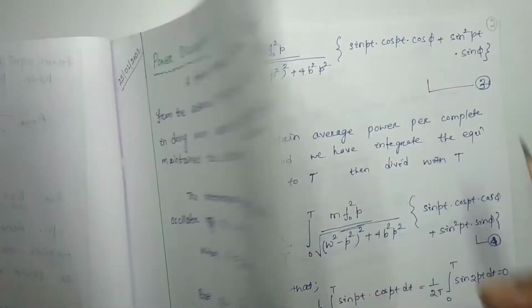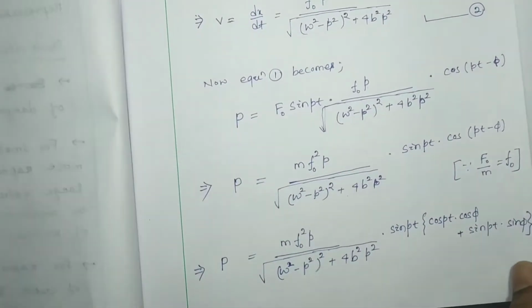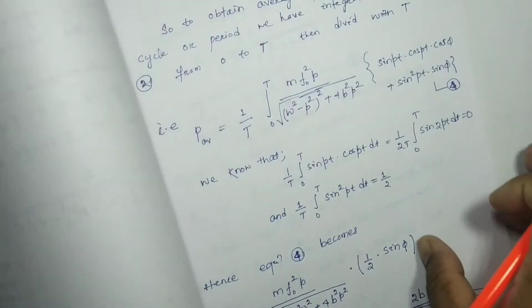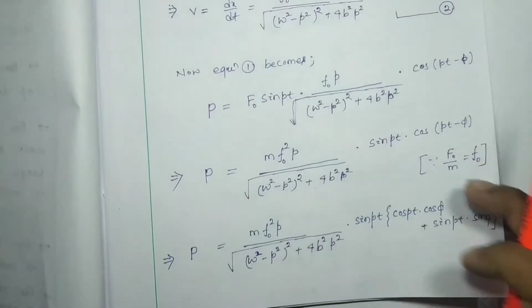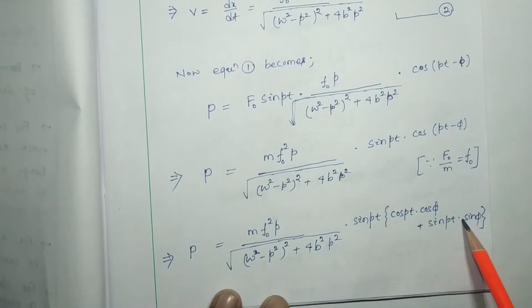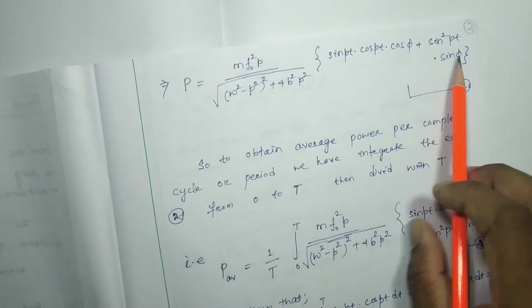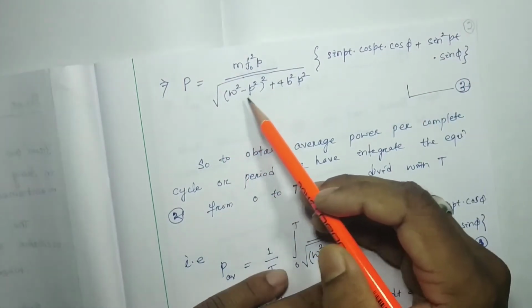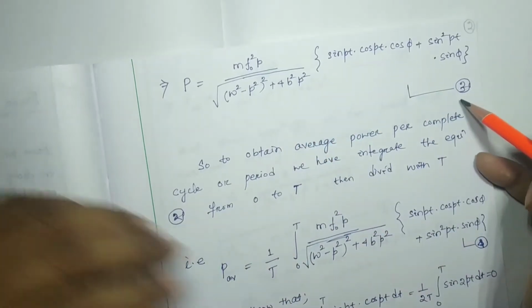The numerator will be m f0 square into p. You just multiply sin pt with these two terms. Then we find this will be sin pt into cos phi plus sin square pt into sin phi, whole divided by (omega square minus p square) whole square plus 4b square p square. Let it be equation number 3.